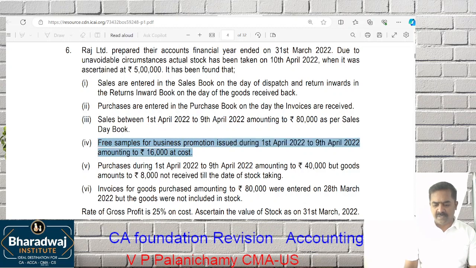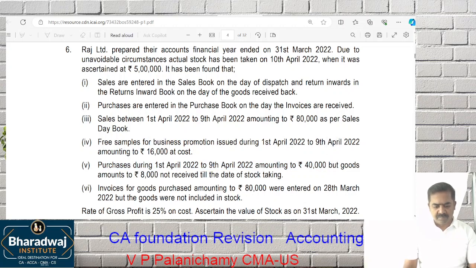Free samples for business promotion is given to us. Purchases during the period amounting to 40,000, but 8,000 is not received at the end of the stock taking கொடுத்திருக்காங்க. Invoice of goods purchased amounting to 80,000 was received on 28th March, but goods were not included in stock கொடுத்திருக்காங்க. Rate of gross profit is how much? 25% of cost. Especially read these two sentences, understand it, then we will solve it. Read the question at least twice or thrice, then we will solve it.